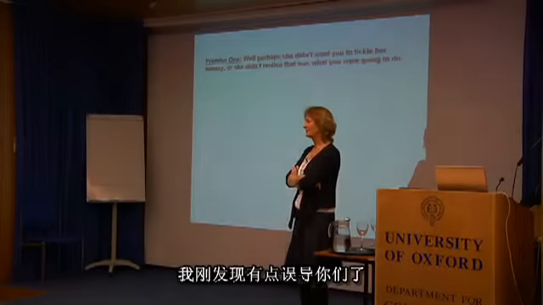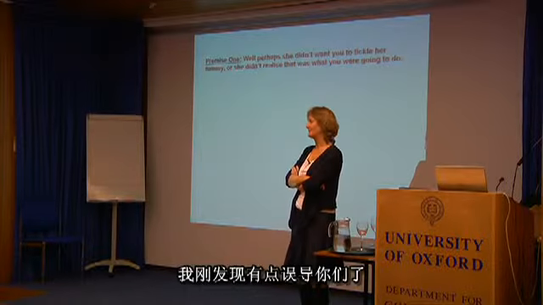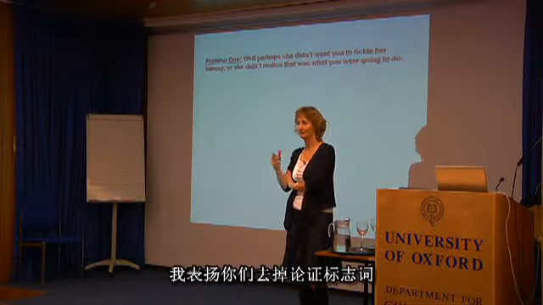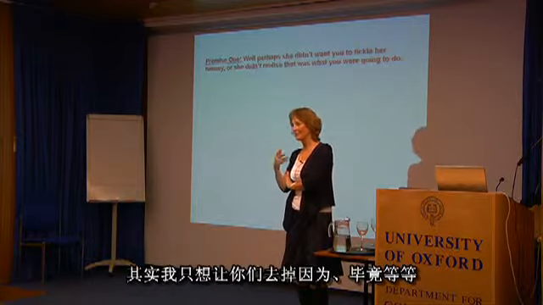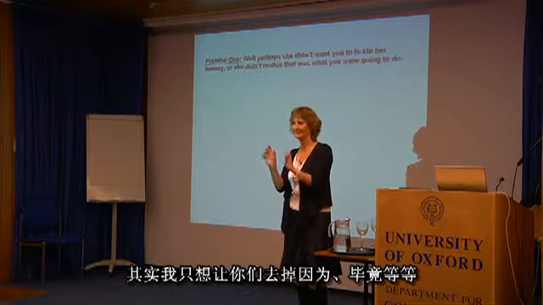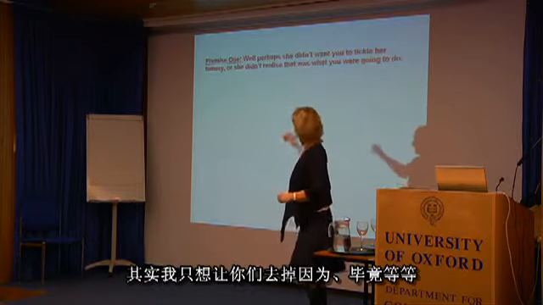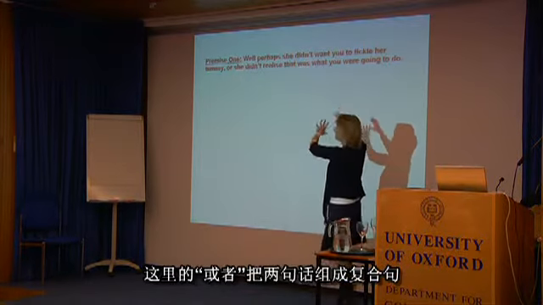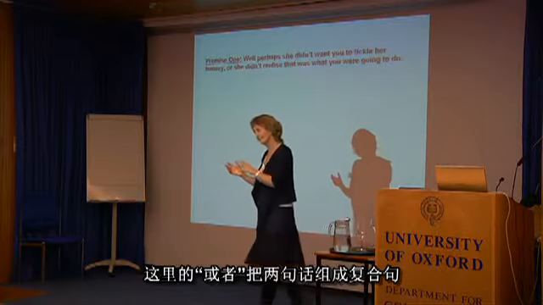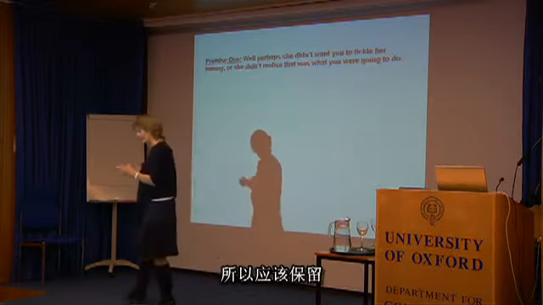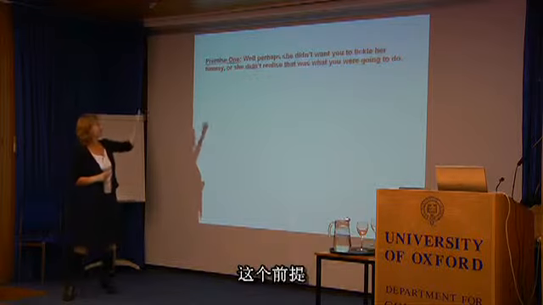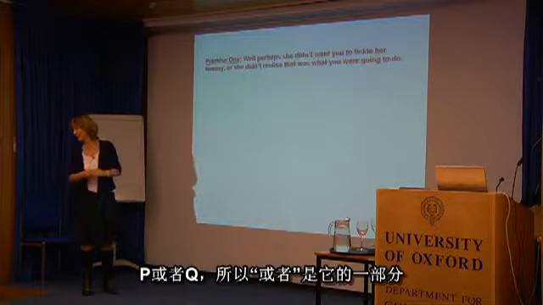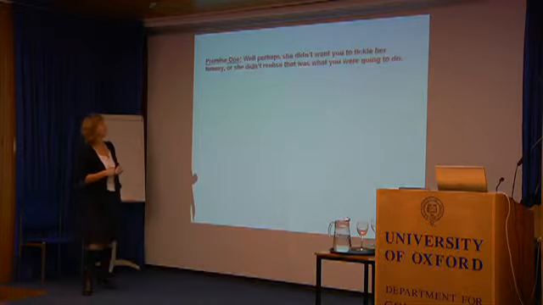Now, I've just realised that I've misled you in something, because I praised you for leaving out the argument indicators, whereas actually the only argument indicators I want you to leave out are the sinces and the fors and so on. This or here is making these two sentences into a complex sentence. So you should leave that in. Okay, so the premise there, you can see the structure of that, can't you? P or Q. So the or is part of it.